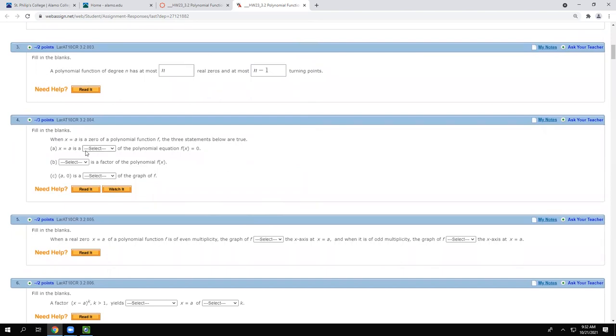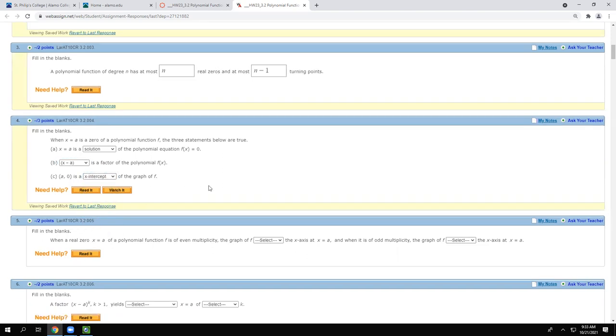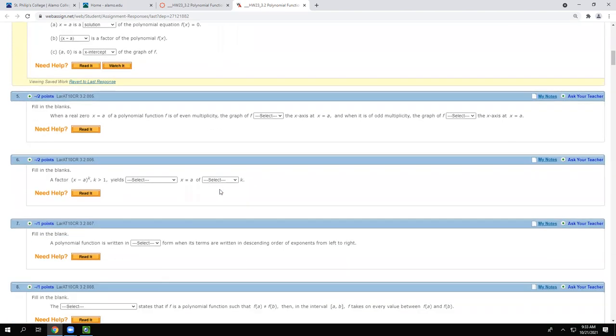Those are three statements. Okay, so this one is a solution to the equation here. This guy is a factor of a polynomial. Didn't I do x minus on the last problem I just did? For all of them, x minus, x minus, x minus, right? And then this point is actually the x-intercept. So once I solve all those little baby factor equations, I get the x-intercepts.